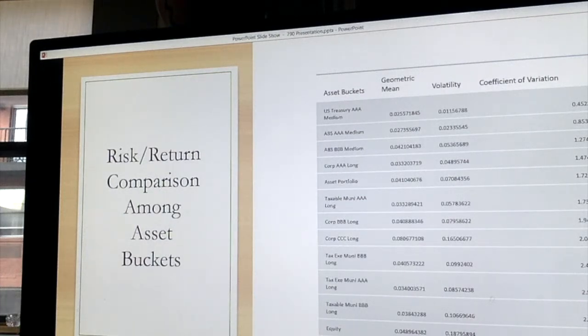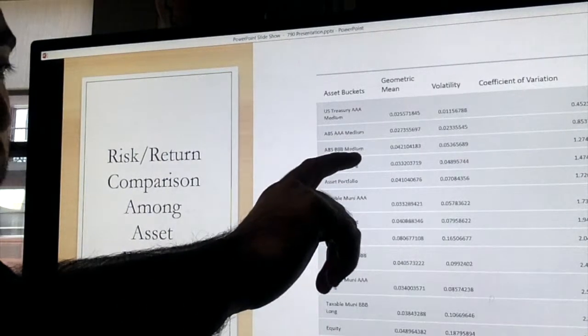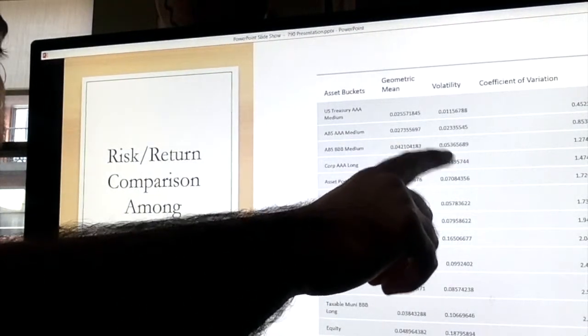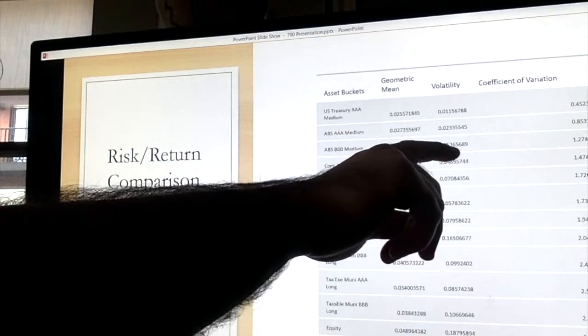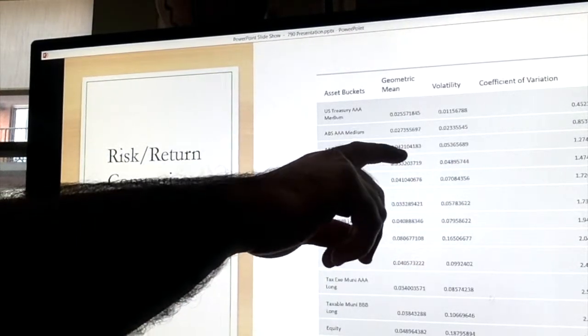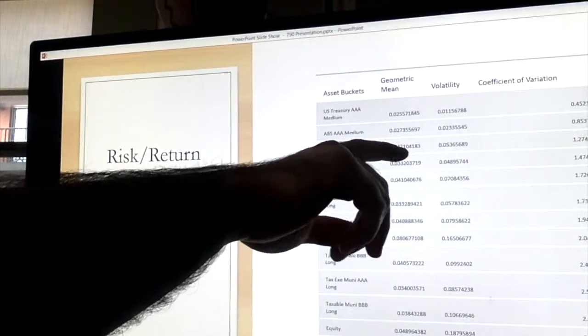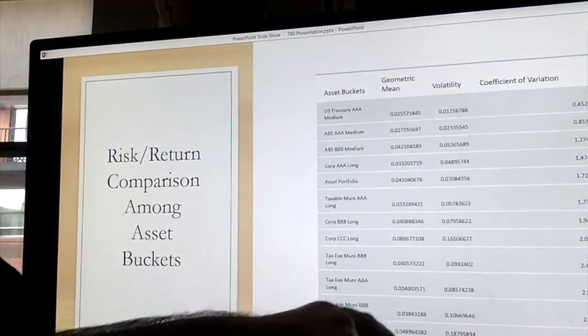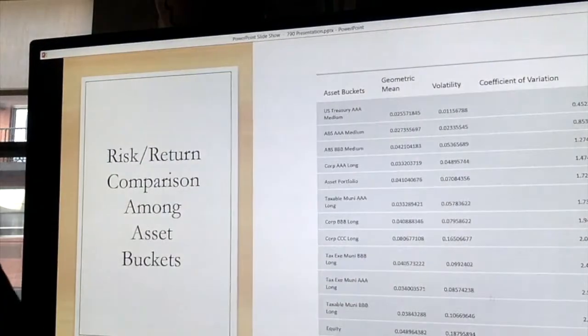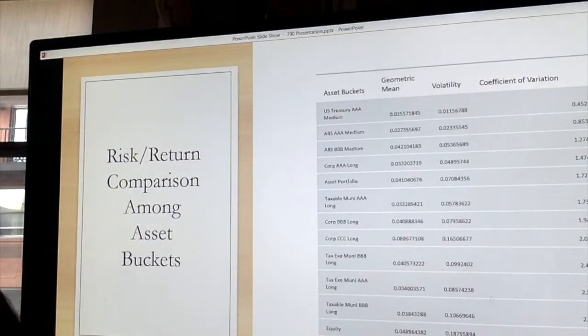For example, when you check the ABS BBB medium, the volatility is 5.3% and the geometric mean is 4.2. So you get a similar return to the equity by taking a lot lower risk. One is 18% and the other one is 5.3%.